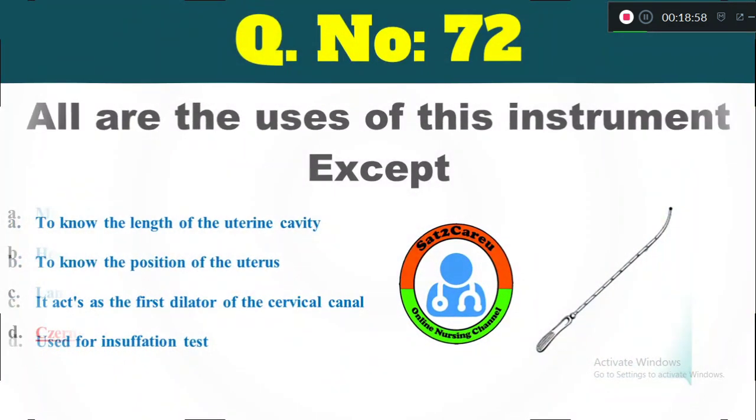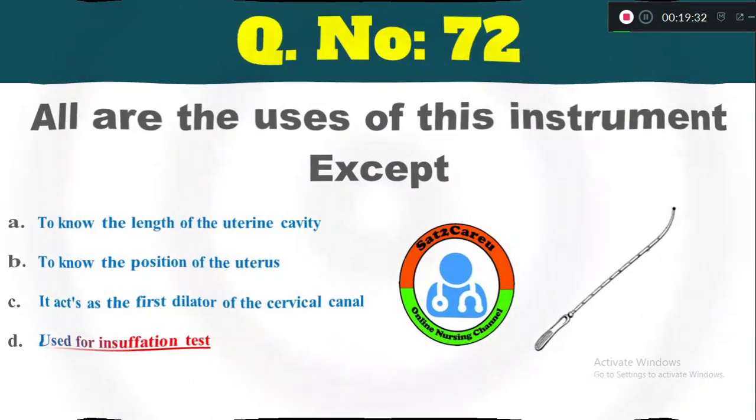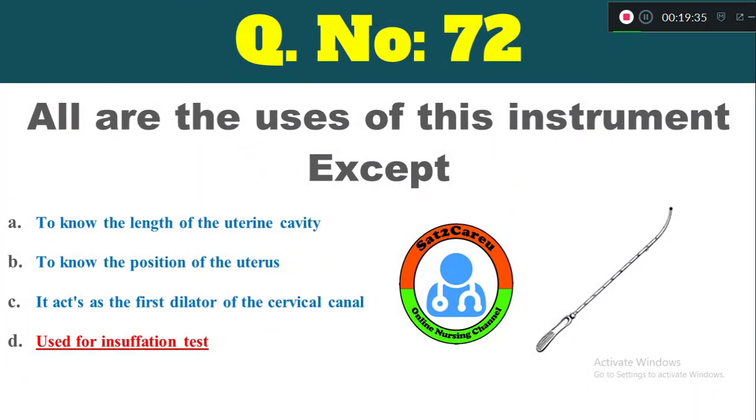Question number 72. All are the uses of this instrument except. So first you need to know what this instrument is. This is uterine sound. So which is not a use of this uterine sound? Option A, to know the length of the uterine cavity. Option B, to know the position of the uterus. Option C, it acts as the first dilator of the cervical canal. Option D, used for insufflation test. So this instrument, uterine sound, is used for the first three, and it is not used for the fourth option. So it is not used in the insufflation test.